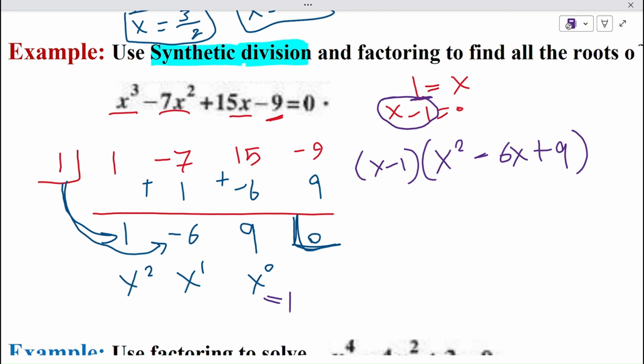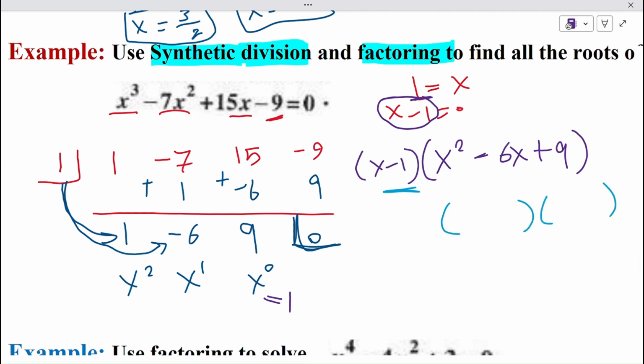Okay, now let's factor. Look at the question. We have two asks. Use synthetic division. We use it. Then factoring to find what? To find the answer, the value of x. So let's factor this one. Here we don't need factoring, but here we have to factor it.